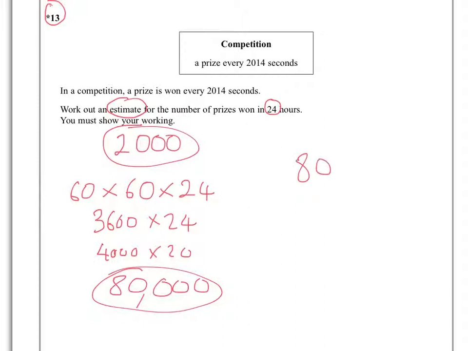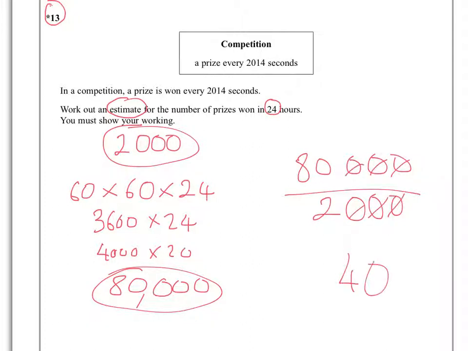So we're doing 80,000 seconds divided by 2,000, and that's the same as 8 divided by 2, so about 40 prizes in a day. Watch out for that word estimate. A lot of people tried to work out the exact answers here, and you end up doing an awful lot of work.